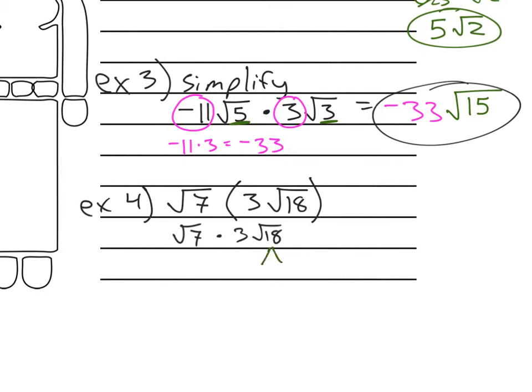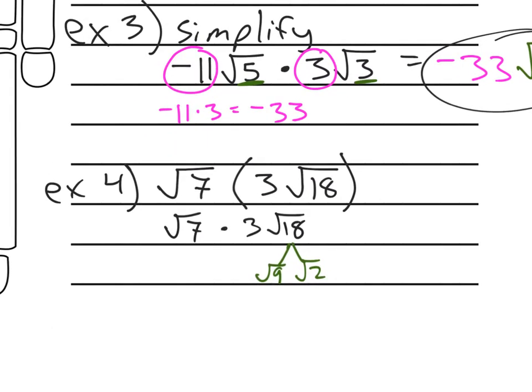So let's break down 18 with 9 and 2. So the 9 becomes a 3 on the outside that also multiplies with the other 3 out here. So 3 times 3 gives us 9 for our outside number. What's still inside is 7 times 2. What's 7 times 2? 14. And you can't break down 14 with a perfect square.